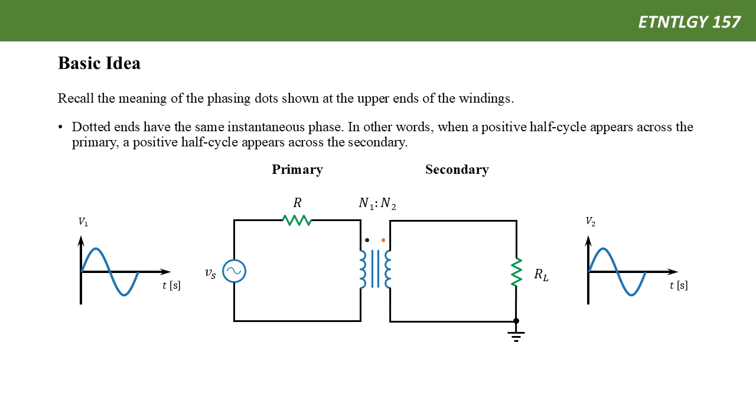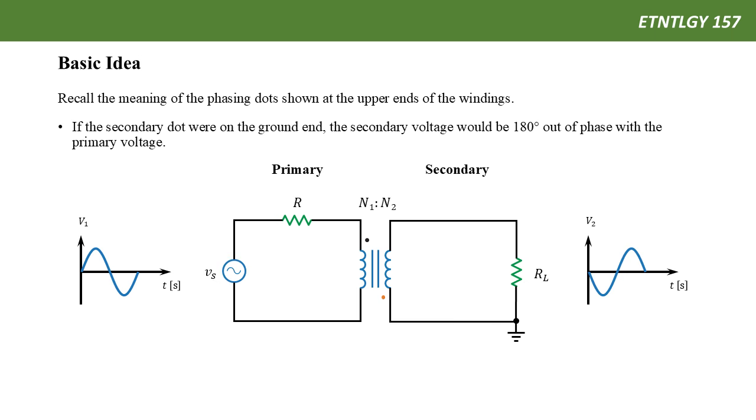In other words, when a positive half cycle appears across the primary side, a positive half cycle appears across the secondary. On the other hand, the other dot can be on the opposite side of the circuit. In this example, the dot of the secondary side is marked on the bottom, which is the opposite side of the primary side. If you look at the input waveform, when it goes up, the output waveform goes down, and when the input signal goes down, the output signal goes up. The polarities are flipped.